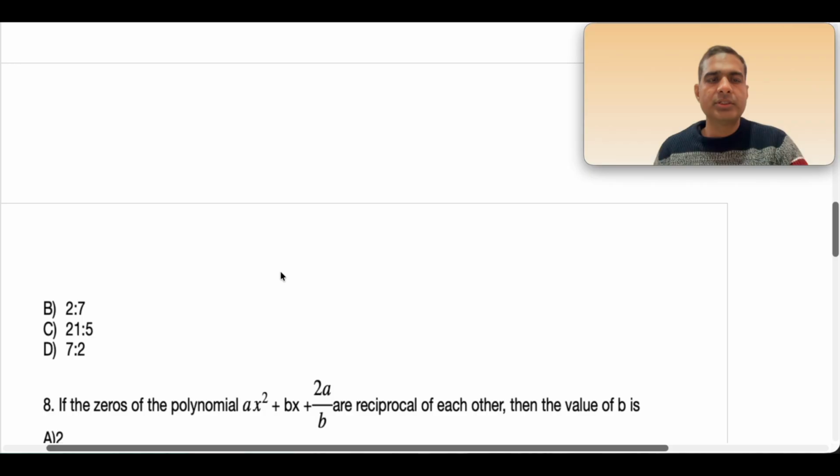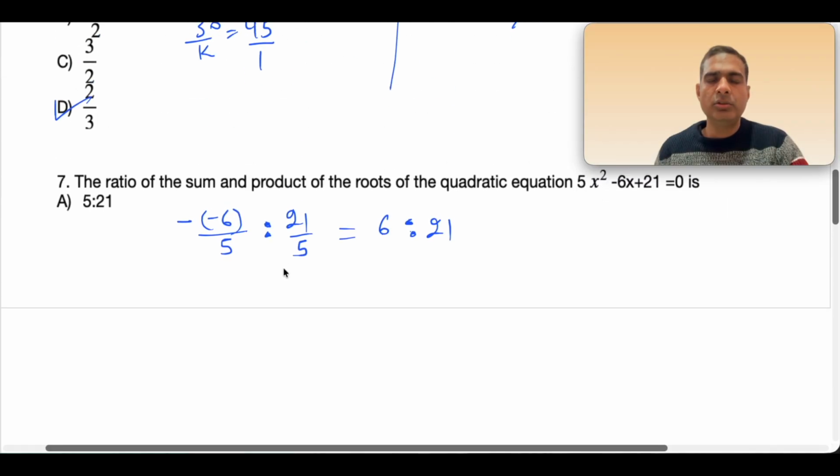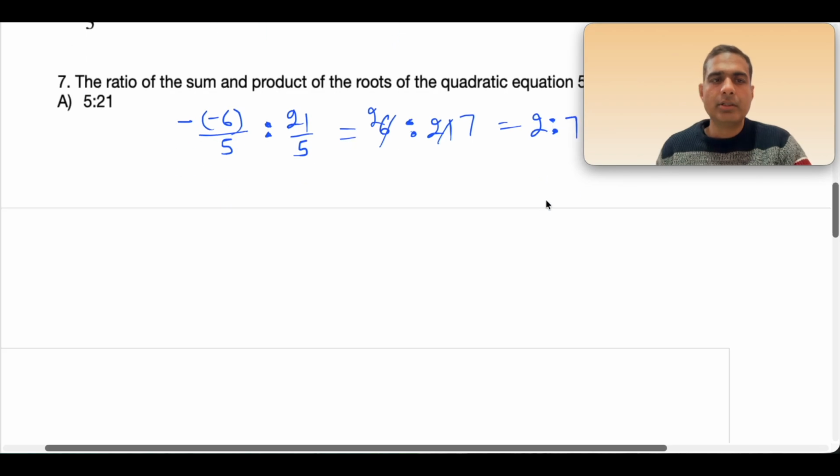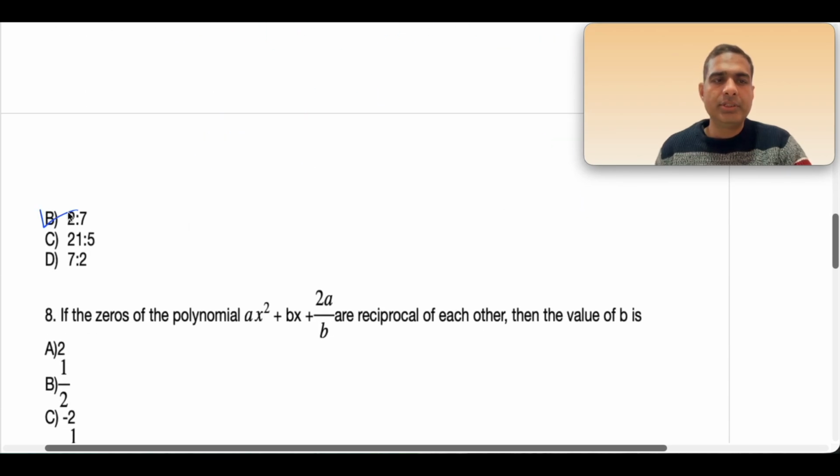But none of the options is matching our answer. So we can check if we can simplify it more. So we can cancel it by 3. 6 is also a multiple of 3 and 21 is also a multiple of 3. So 3 2 is 6, 3 7 is 21. So we got 2 is to 7. So 2 is to 7. Option B is our answer.